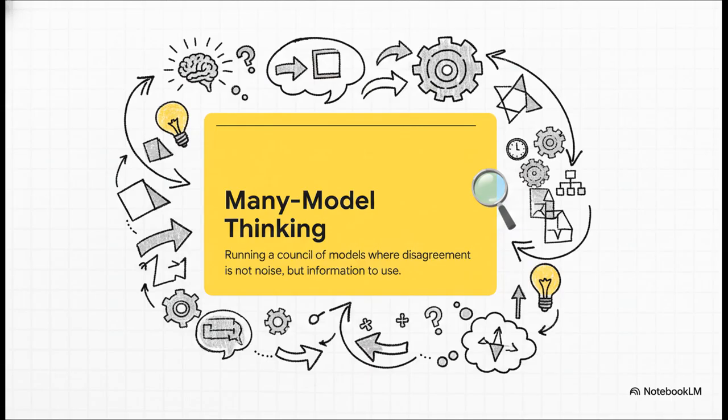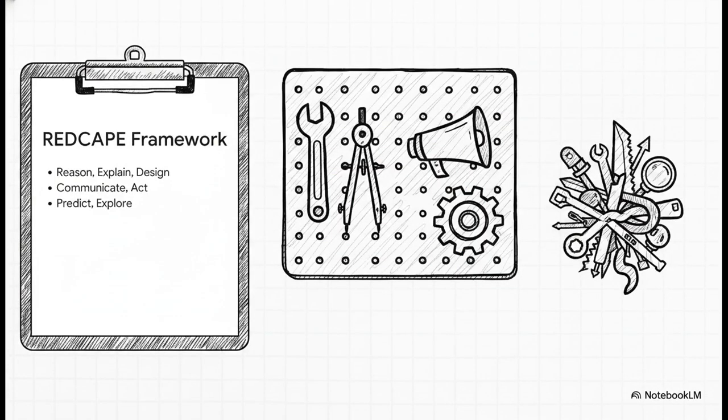We absolutely must stop asking for the best single lens. Instead, we need to build a disciplined practice, a sequence of tests where we run a council of models. And in this council, disagreement isn't noise. Disagreement is crucial information. These models perform very specific jobs: reason, explain, design, communicate, act, predict, and explore. That's the red cape framework.